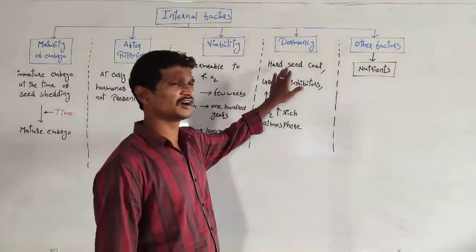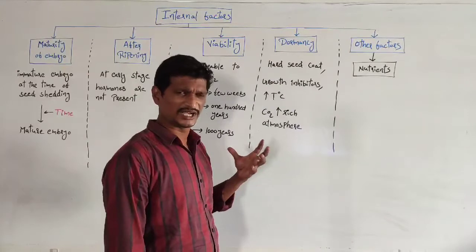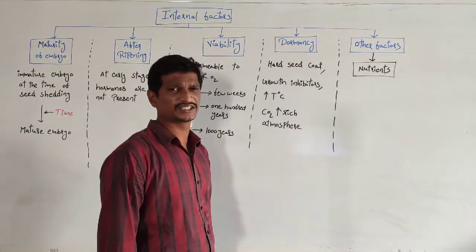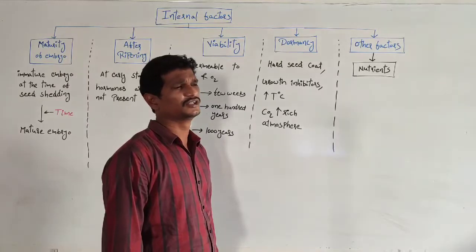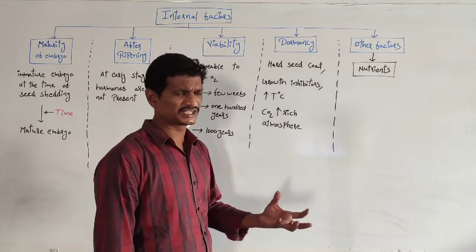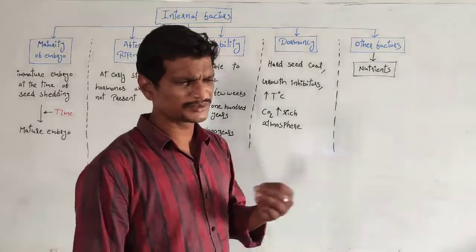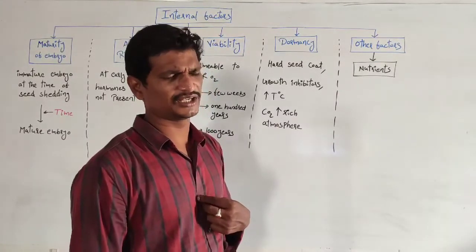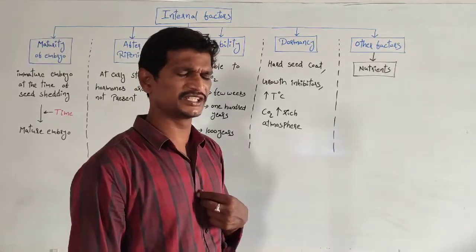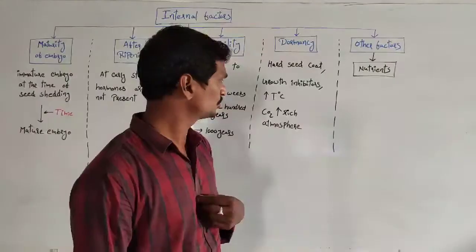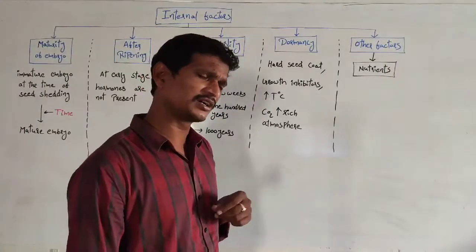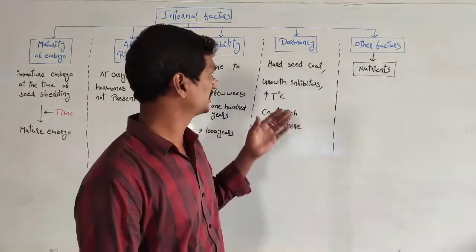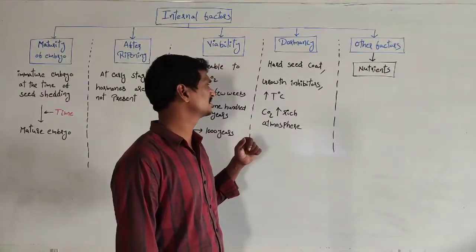Dormancy factors. We know that the seed has a hard seed coat, and growth inhibitors are there. Abscisic acid is the best example. We discussed that abscisic acid is present inside the seed. When unfavorable conditions are outside, the abscisic acid inhibits the seed germination. So some growth inhibitor phytohormones are there. Ethylene is also one, and abscisic acid is also an inhibitor.